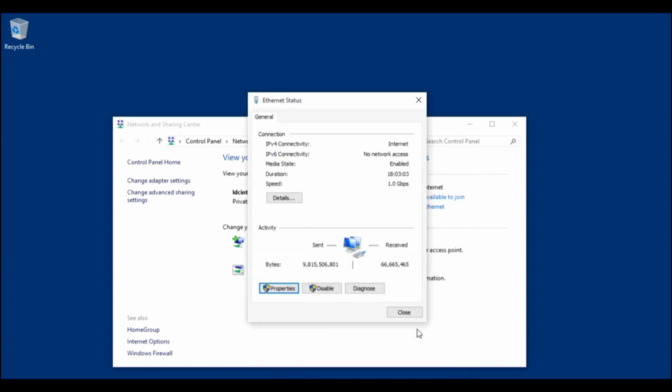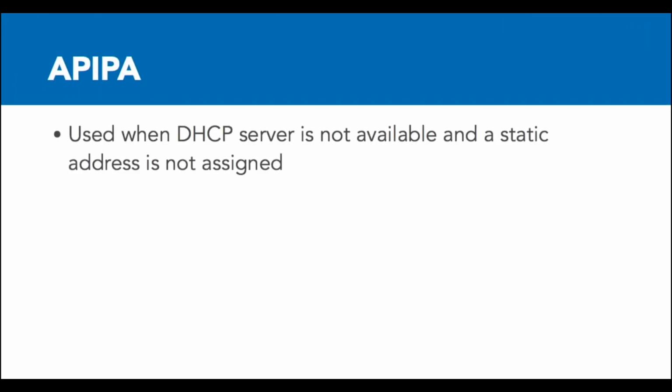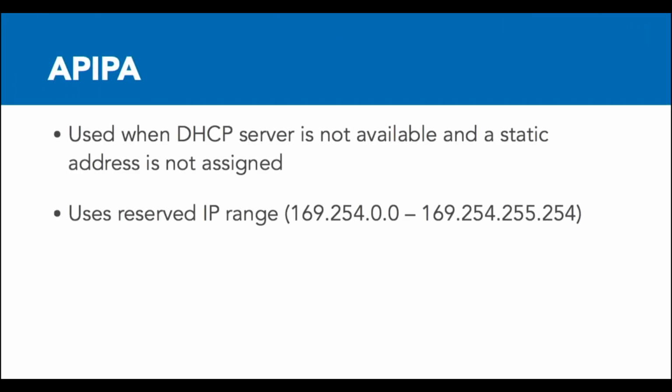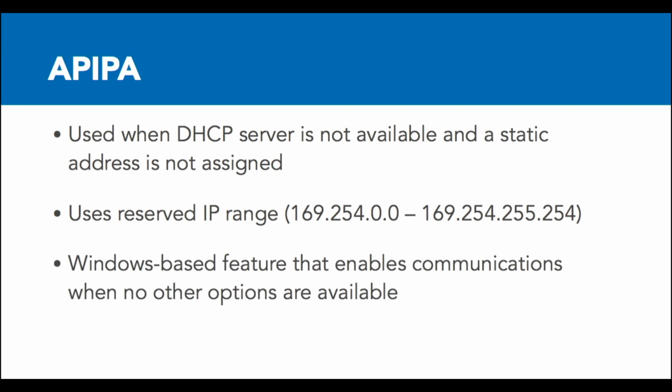When a computer can't get an IP address from a DHCP server and no static address is enabled, an address is automatically assigned to it by Windows. This is known as automatic private IP addressing. APIPA uses a reserved range of 169.254.0.0 to 169.254.255.254, and it's a Windows-based feature that enables communications when no other options are available.